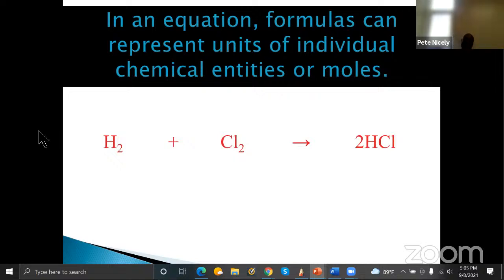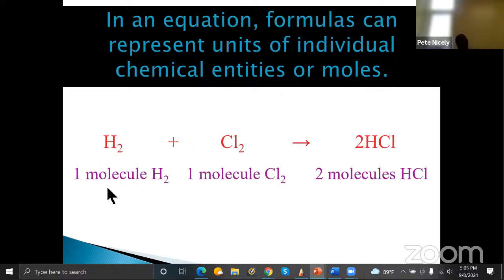One way is that 1 molecule of hydrogen will react with 1 molecule of chlorine to form 2 molecules of HCl. So you see, this underscores the importance of having a balanced equation, because based on the coefficients in the balanced equation, we can determine the relationship between the different entities involved in the reaction. There's a 1-to-1-to-2 molecular ratio between the hydrogen, the chlorine, and the hydrogen chloride, all right?